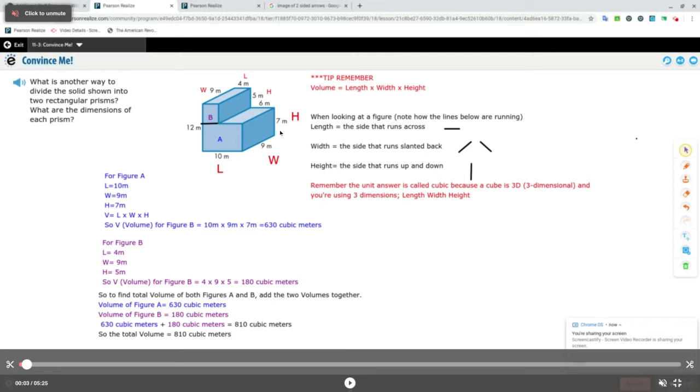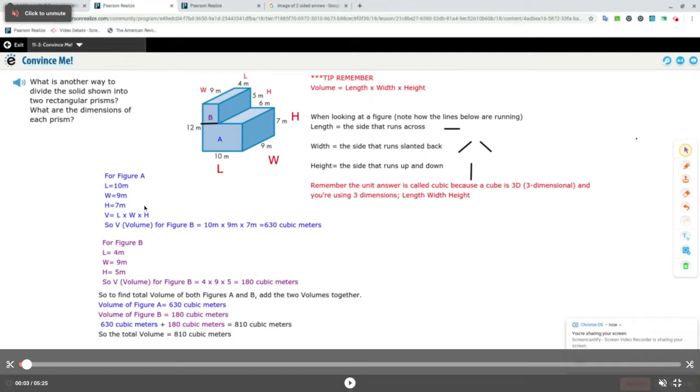So if we look at this figure, because I've cut it, I've labeled the bottom one A and the top one B. Now if I use my formula that we've been using this week, the length, or this side that's going across, is 10 meters. And here I've put it, length is 10 meters. The width, or this side that's running slanted back, is 9 meters. Okay, so here's my width is 9 meters. And my height, or the side that's running up and down, is 7 meters.